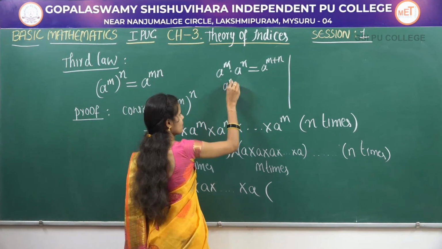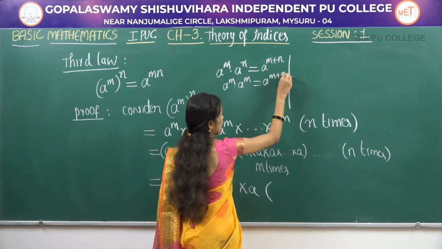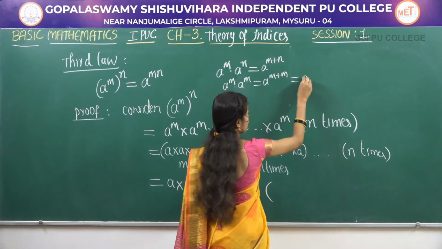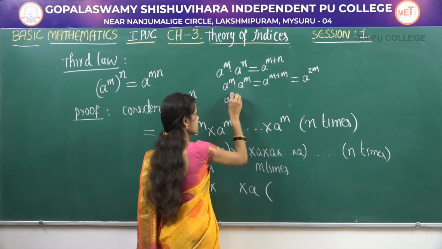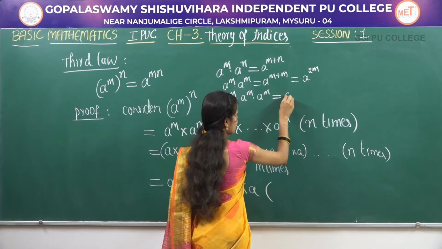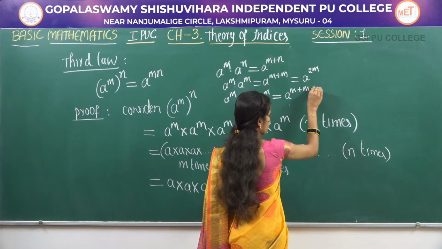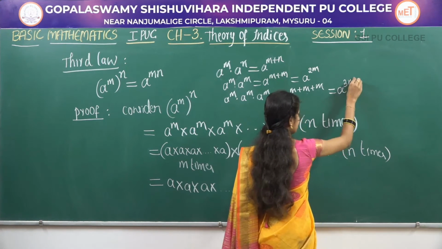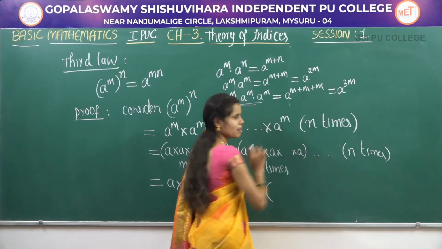If we consider two terms, a to the power of m into a to the power of m, it is a to the power of m plus m. This is equal to a to the power of 2m. Suppose we consider three terms, a to the power of m into a to the power of m into a to the power of m, that is m plus m plus m. This is equal to 3m, so here we use it 3 times. So a to the power of 3m.